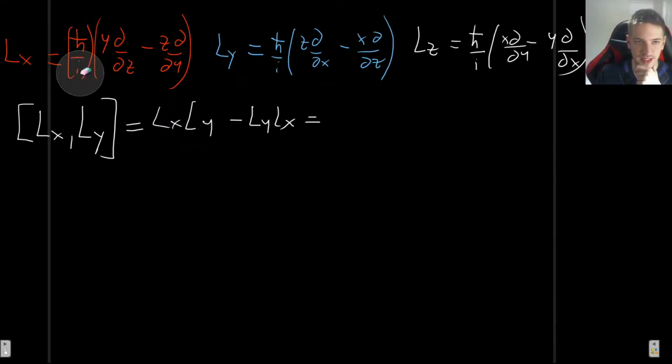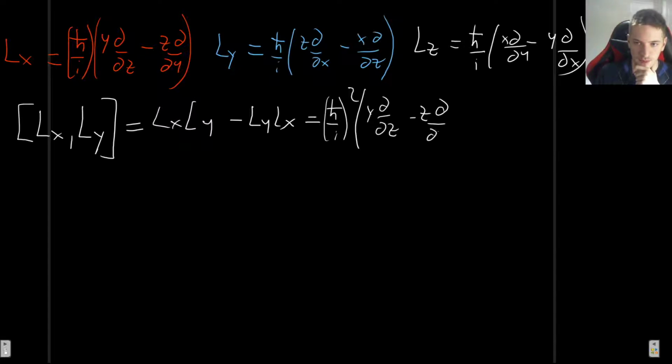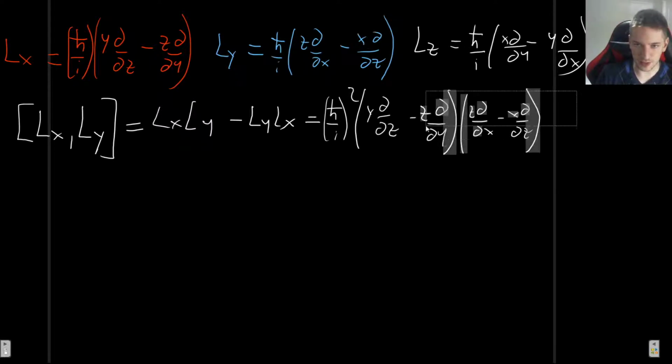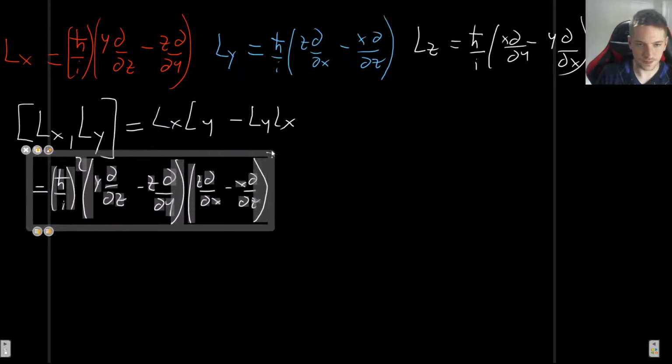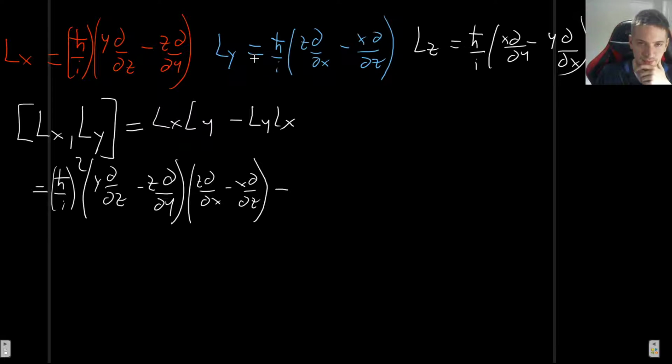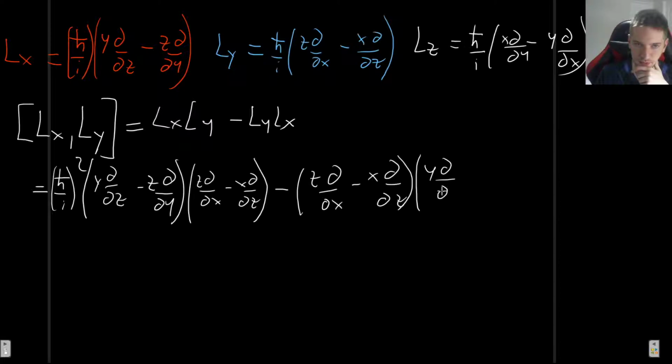First of all, because there's an h bar over i here and here, I'm going to factor it out. So h bar over i squared, multiplying this right here, y d by dz minus z d by dy, and then we have the Ly part, z d by dx minus x d by dz. Then we have minus Ly times Lx: z d by dx minus x d by dz times y d by dz minus z d by dy.